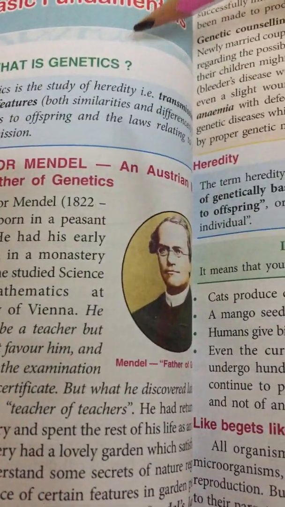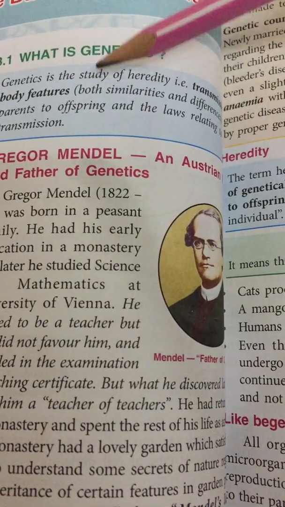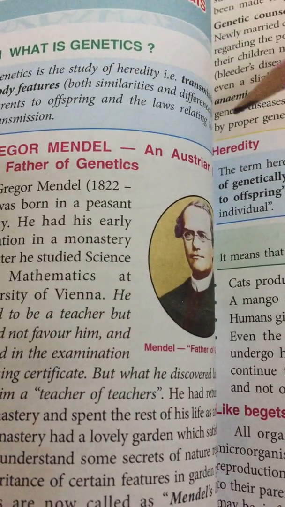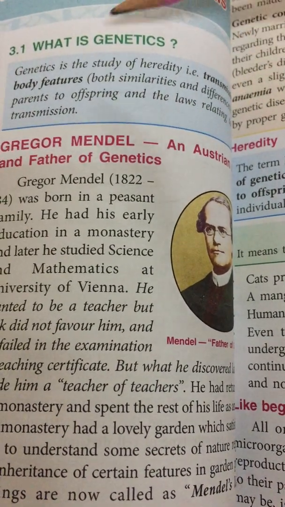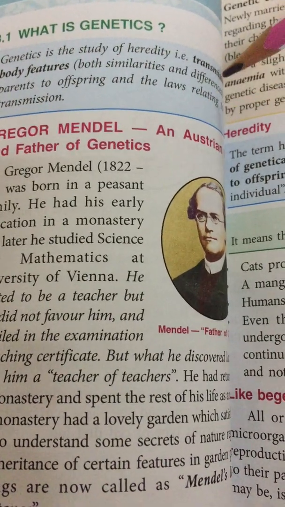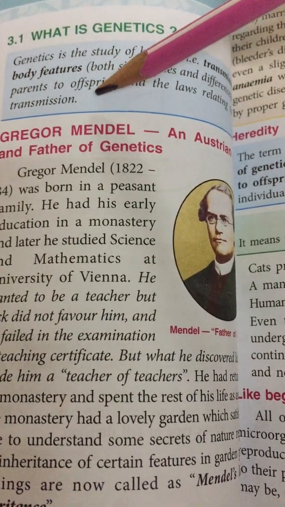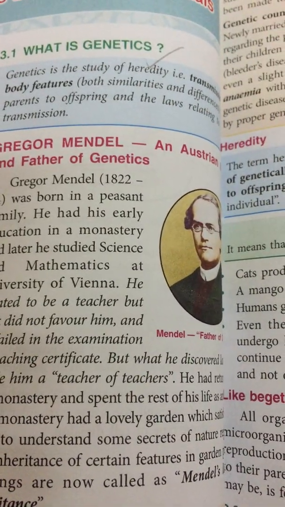So, what exactly is genetics? The study of heredity, that is, transmission of bodily features, both similarities and differences. Differences would be the variation from parents to offspring. And we also study about the laws which are relating to transmission. So, this is the definition of genetics.